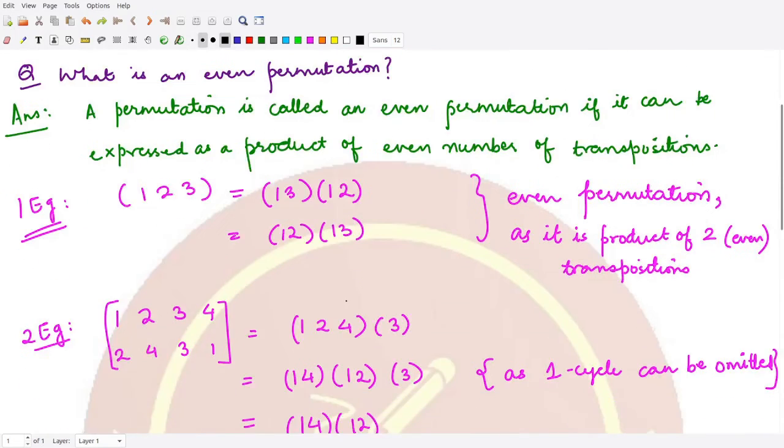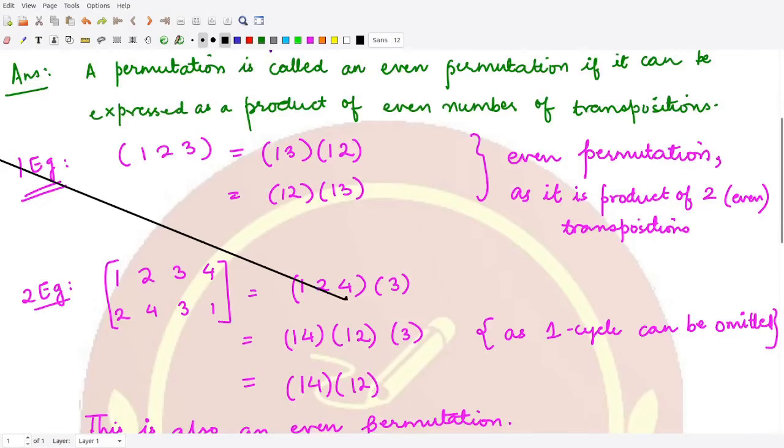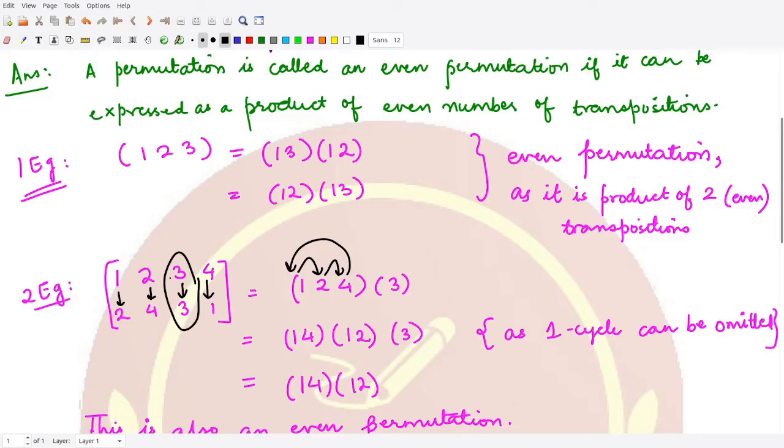As for the second example, let's consider the map that sends the number 1 to 2, the number 2 to 4, the number 3 to 3, and the number 4 to 1. This can be expressed in cycle form as 1 goes to 2, 2 goes to 4, and 4 goes back to 1. So this completes one cycle, and then 3 goes to 3 only, which is a single cycle. So we have a 3 cycle, (1 2 4), and a 1 cycle, (3).